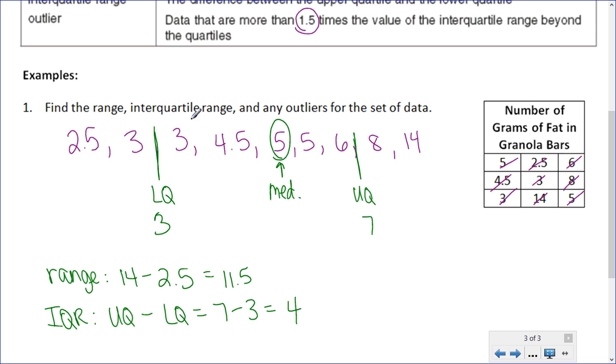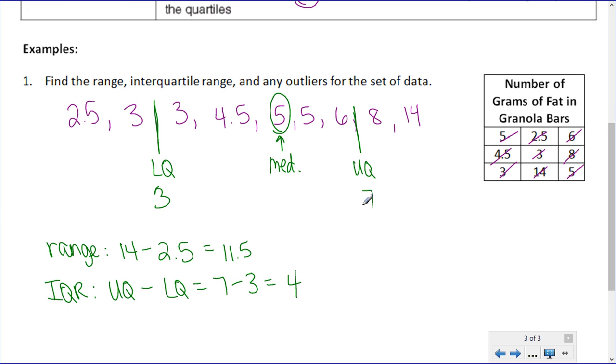Now this number tells you how spread apart the middle of the data is. So half of the data is right here. So this tells us that the range from the bottom to the top of this middle portion is 4. So the nice thing about this is that it ignores any outliers on the low end or on the high end.